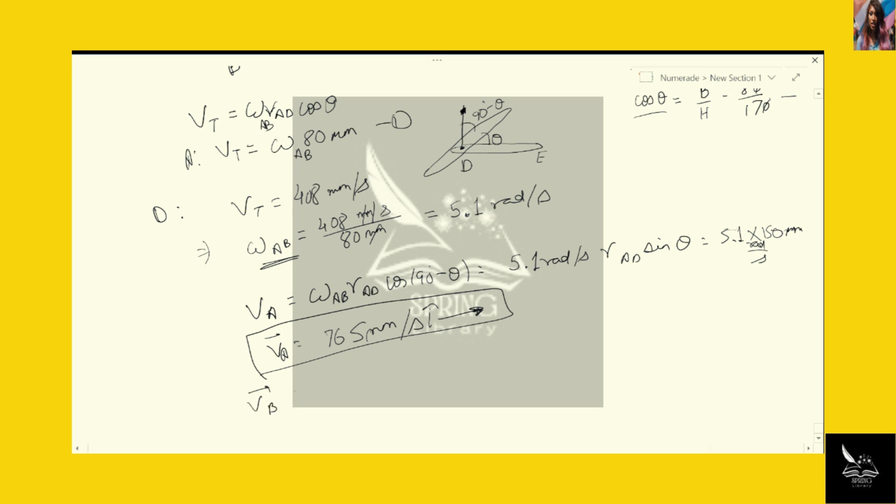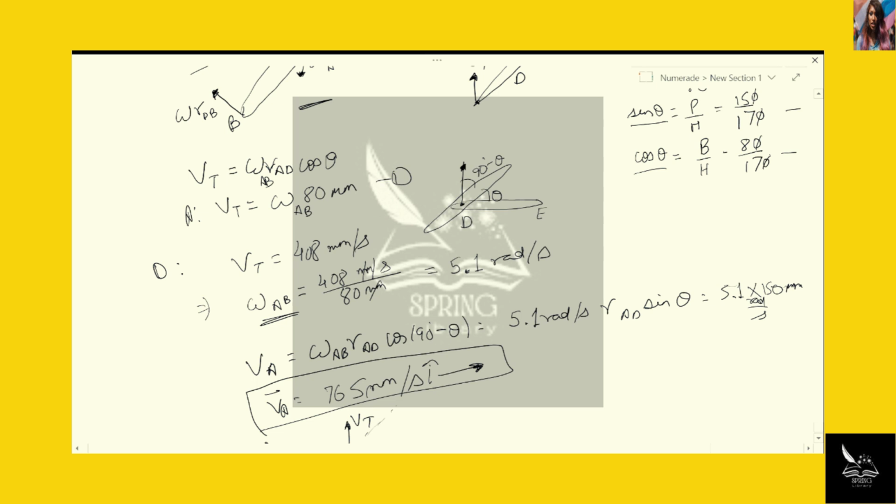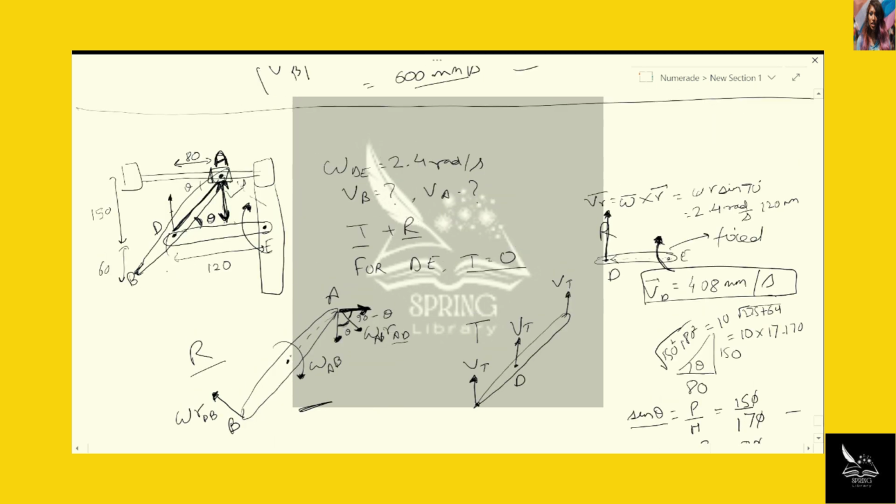Now the velocity of point B is going to be a sum of these two vectors. So we figured out that Vt is going to point up, and if this was our rod, then let's look at all the angles. So if this is point B, then from horizontal it makes an angle theta.